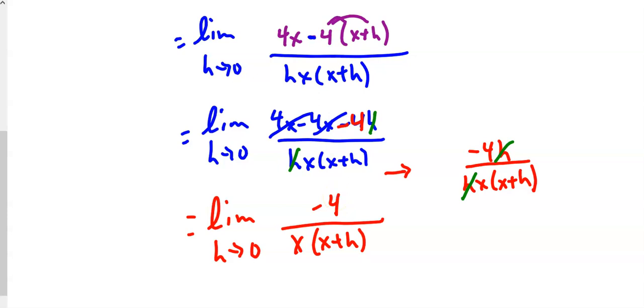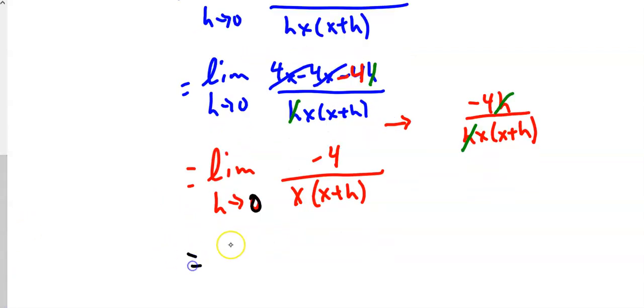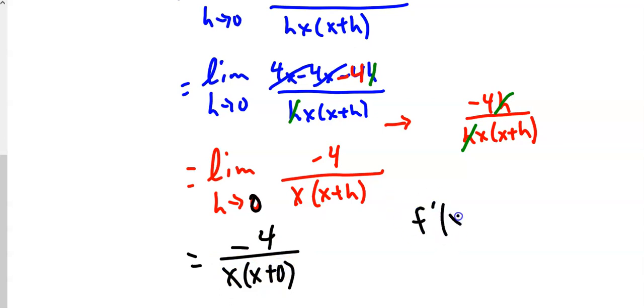Now we apply the 0. So if I substitute that in, negative 4 over x times x plus 0. So then I get the derivative to be, this is literally just going to be negative 4 in the numerator, and then x times x, so I get that to be x squared.